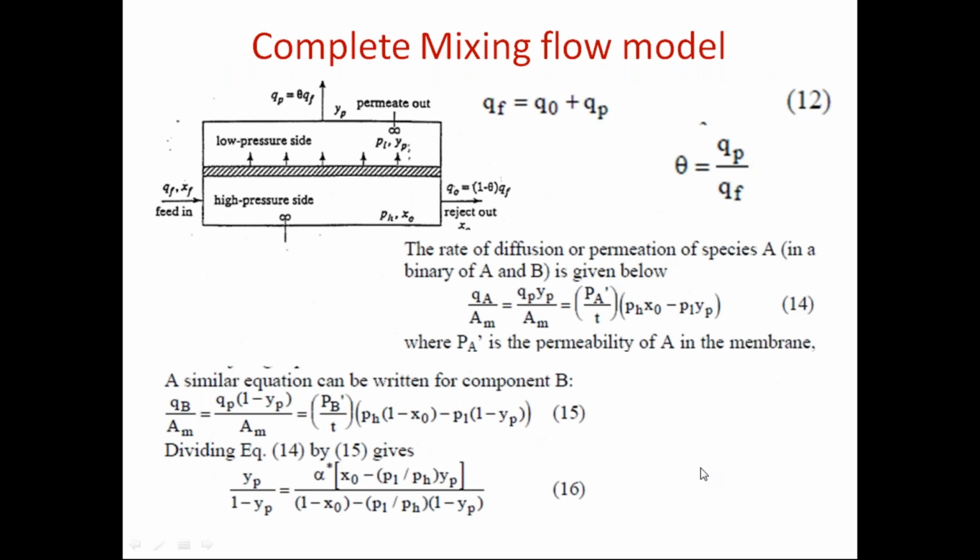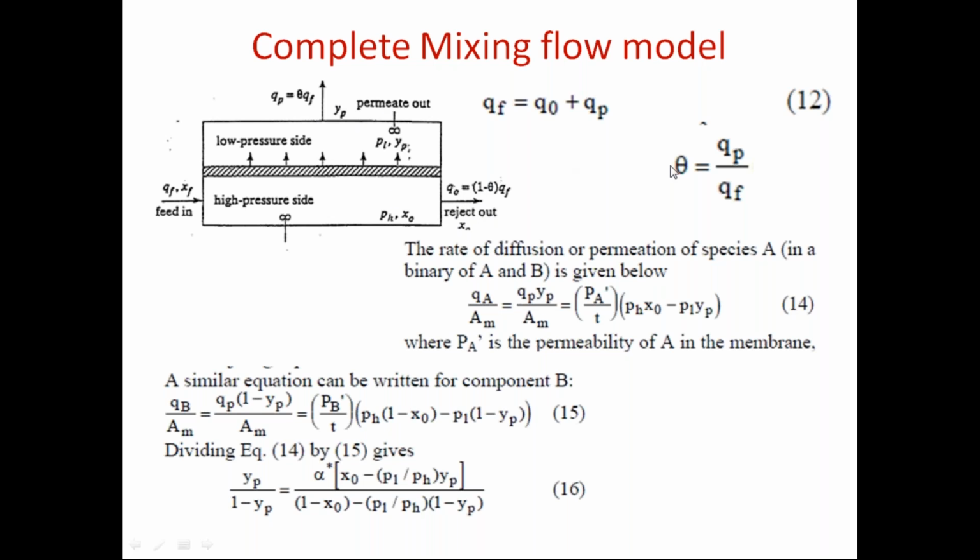Okay. So when you take the complete mixing flow model, as I explained, the concentrations across the membrane below will be constant. Similarly above, that means on the high pressure side and low pressure side, the concentrations will be the same across the membrane over the length of the membrane. Therefore we will assume only Yp. Here we will assume only X0, which is also the concentration of the reject which is coming out.